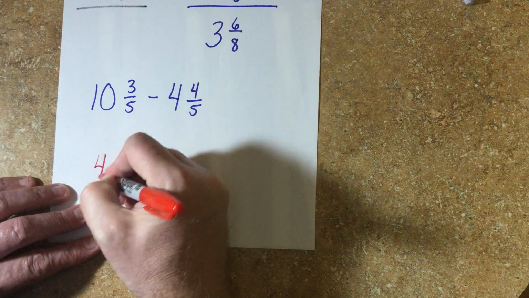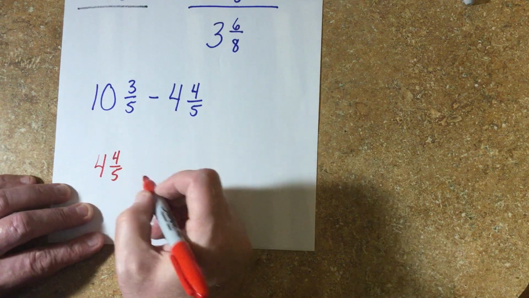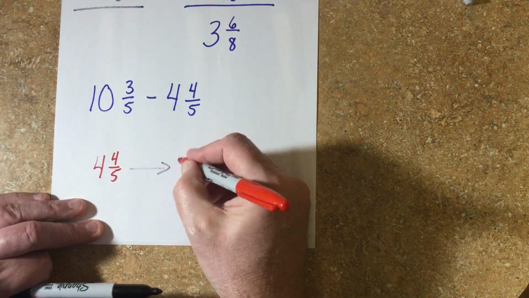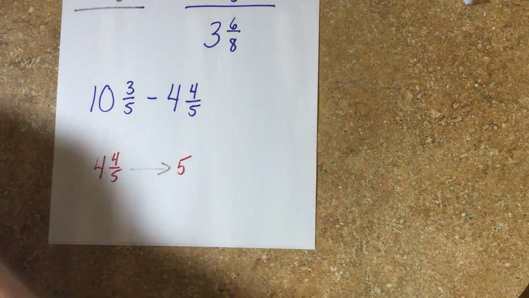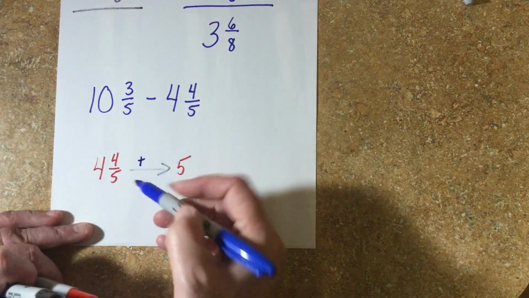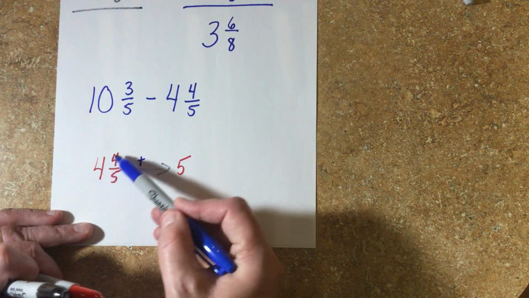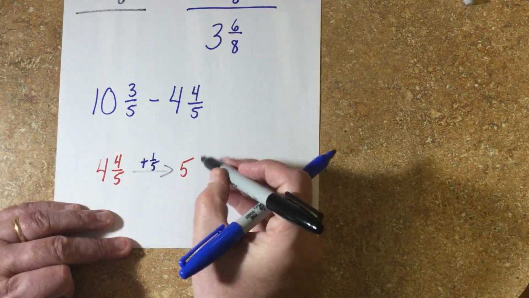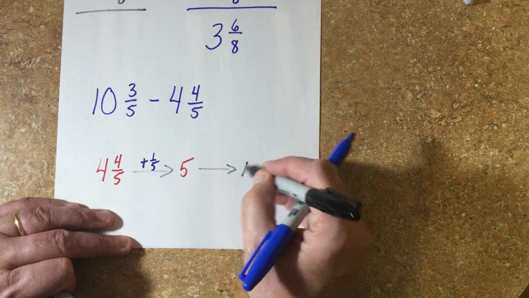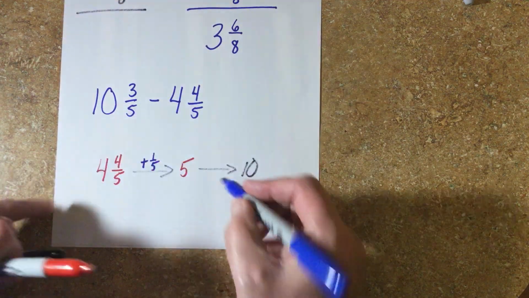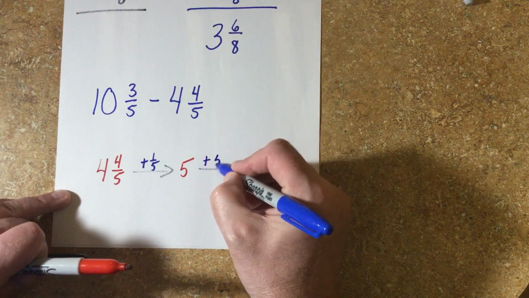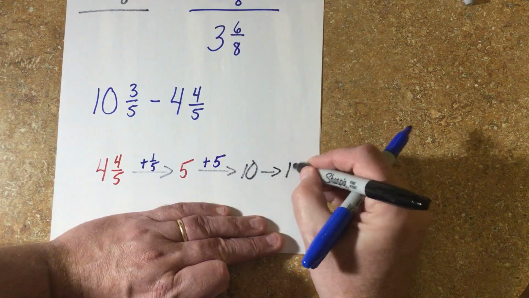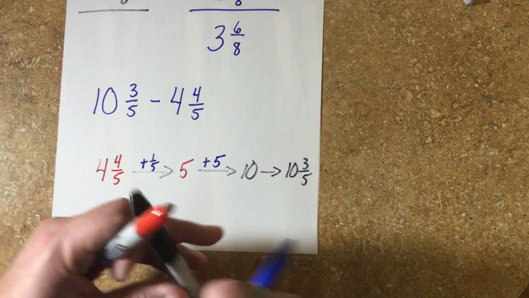So starting with the 4 4/5, we are going to work our way to the next whole number, which would be 5 in this case, and I would add to go from 4 4/5 to 5. I'm going to add 1/5. To go from 5, I'm going to jump all the way to 10. I am adding 5. And then to go from 10 to 10 3/5, I am adding 3/5.